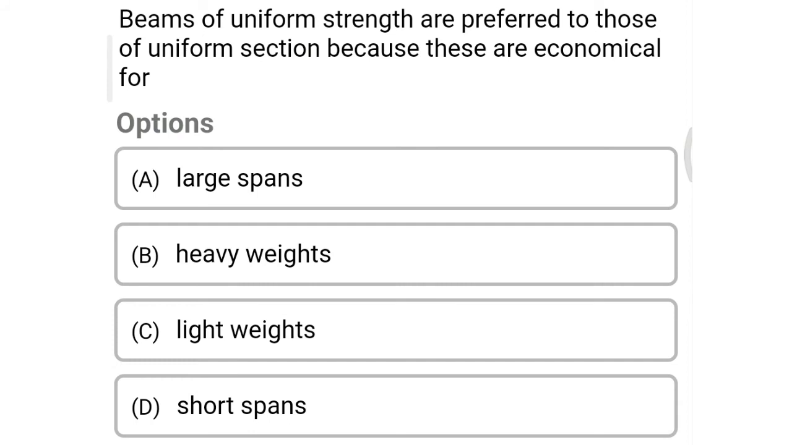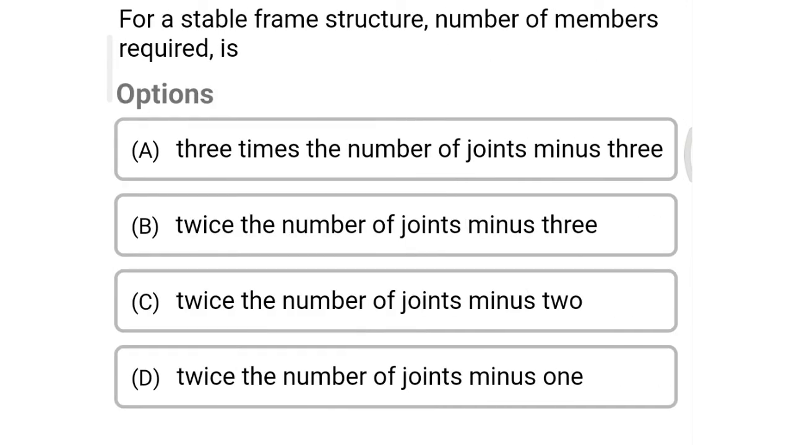So the correct answer is option A large spans. So next question, for a stable frame structure, number of members required is option A 3 times the number of joints minus 3, option B twice the number of joints minus 3, option C twice the number of joints minus 2, option D twice the number of joints minus 1. So the correct answer is option B twice the number of joints minus 3.